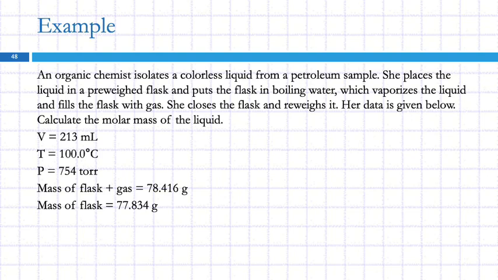So here's an example that is more like the data we'll end up with from an experiment. An organic chemist isolates a colorless liquid from a petroleum sample. She places the liquid in a pre-weighed flask and puts the flask in boiling water, which vaporizes the liquid and fills the flask with gas. She closes the flask and re-weighs it. Her data is given below. Calculate the molar mass of the liquid.